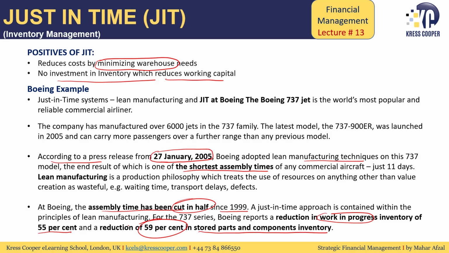So this is one real example. We have noticed that Boeing implemented just-in-time, and due to this they reduced work in process inventory by 55%. They reduced parts and component inventory by 59%. They cut the assembly time by half. So these are the major positive things of the just-in-time system.